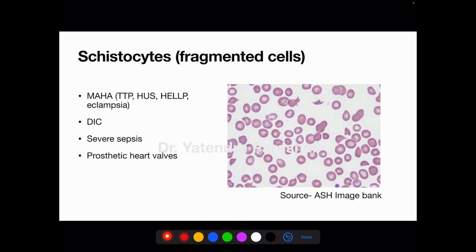Now come to the next, the cystocytes. Cystocytes means the fragmented red blood cells, which can be seen due to mechanical effects on the red blood cells such as in prosthetic heart valves, severe sepsis, disseminated intravascular coagulation, and MAHA, that is the microangiopathic hemolytic anemias, which can be seen in thrombotic thrombocytopenic purpura, hemolytic uremic syndrome, HELLP, that is the complication of eclampsia.